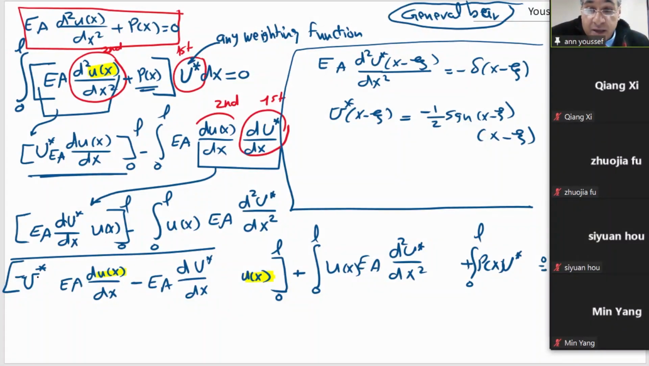So if my choice here for u asterisk is this equation, this part I'm going to write in black. This one will be x minus xi because I added. This one will be x minus xi. This one will be x minus xi, and this one will be x minus xi.